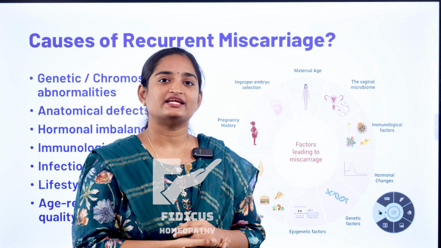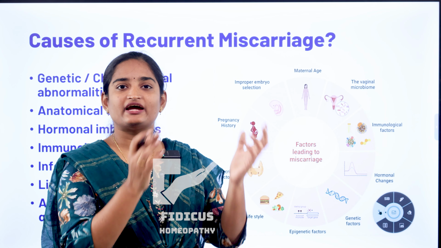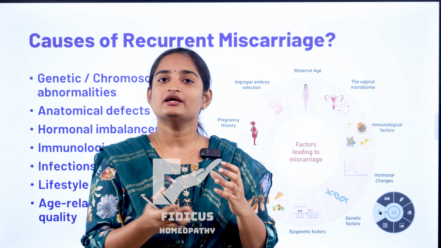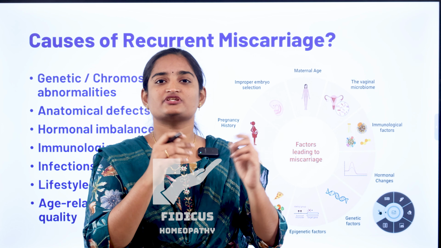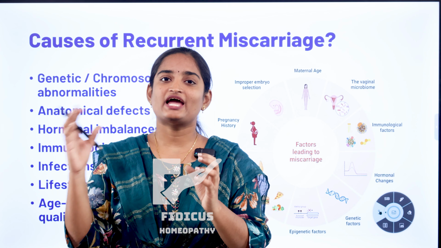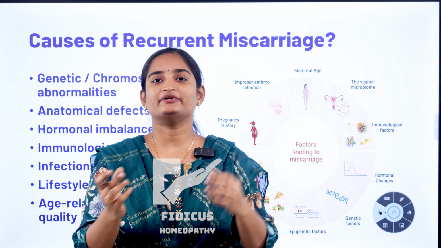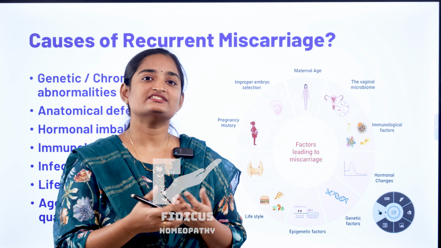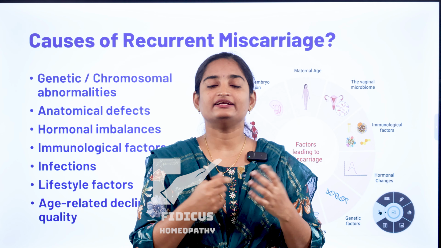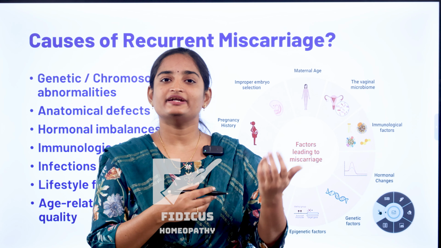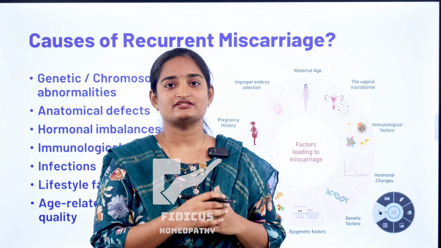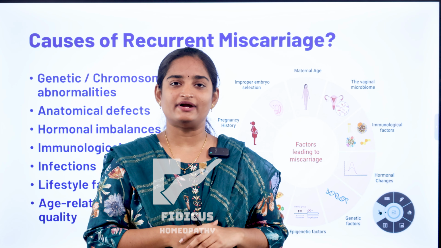And also some infections, like any infections in the uterine cavity or any reproductive tract infections. All these infections can lead to improper formation of the endometrium. Through this improper formation, implantation may not happen properly and it also causes repeated miscarriages. Along with this, some lifestyle factors like smoking, alcohol habit, caffeine intake, and also improper diet. All these conditions can directly cause repeated miscarriages by disturbing the hormonal balance.